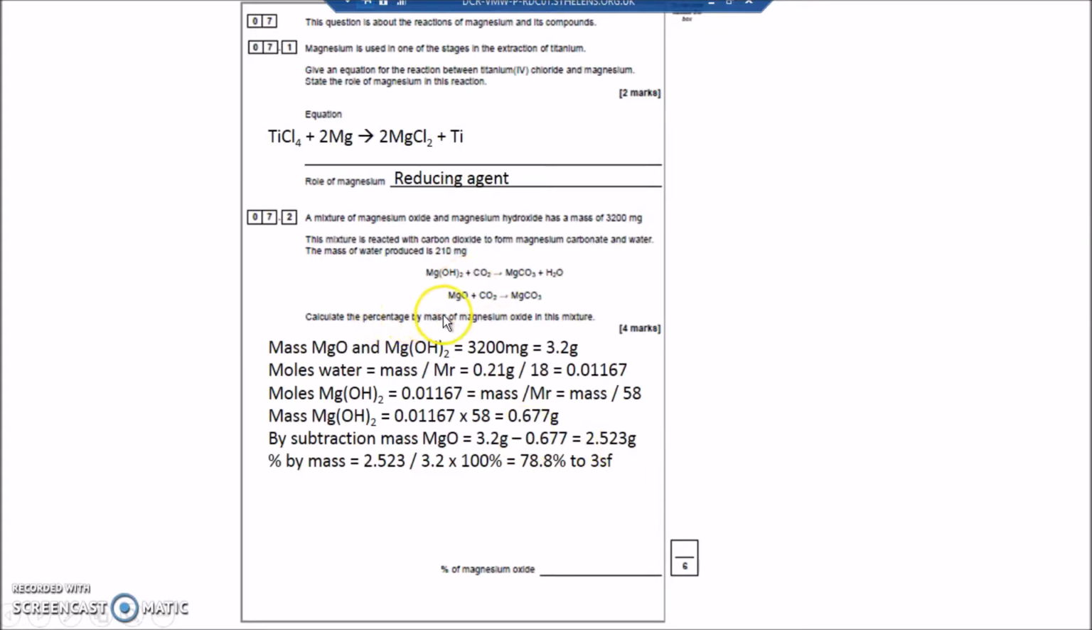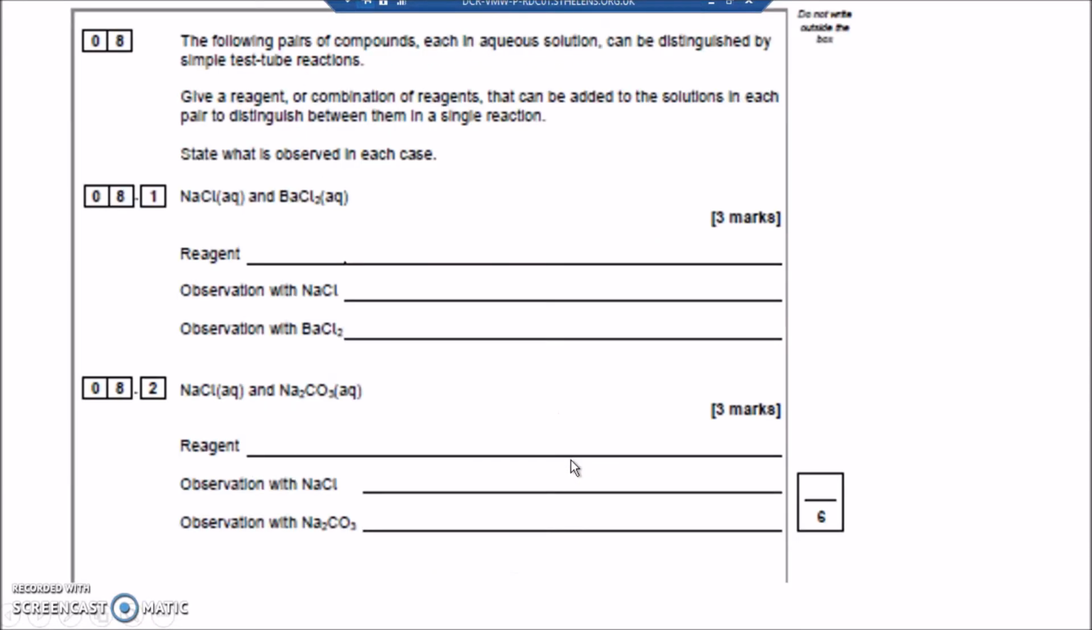The question's asking the percentage by mass of magnesium oxide in the mixture. So 2.523 grams of magnesium oxide in the total mass of the mixture, which is 3.2 grams, divided by 3.2 grams, multiplied by 100%, 78.8%. I've put it to 3 significant figures because 210 milligrams is to 3 significant figures. This is to 4 significant figures, but always take the lowest number of figures from the question. 3 significant figures, so my answer's to 3 significant figures.